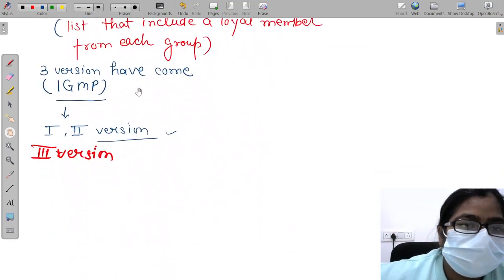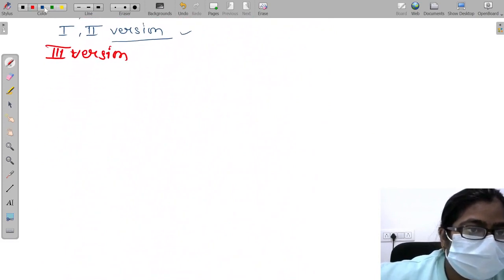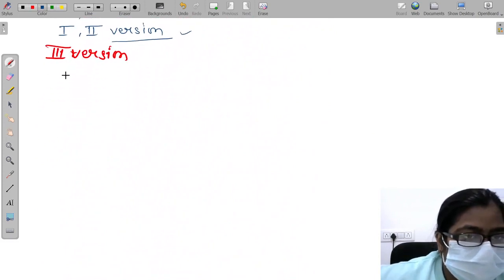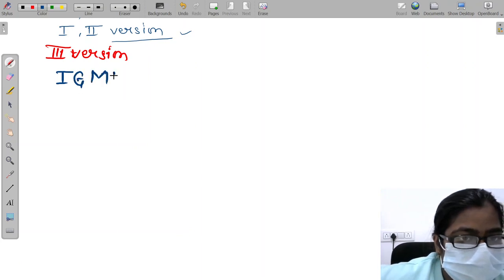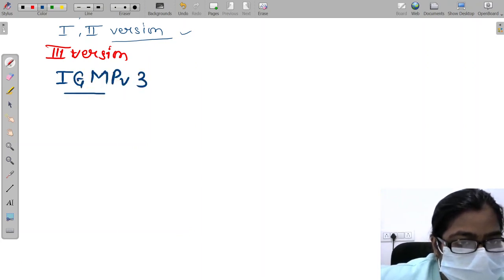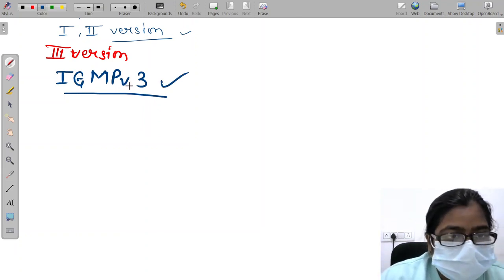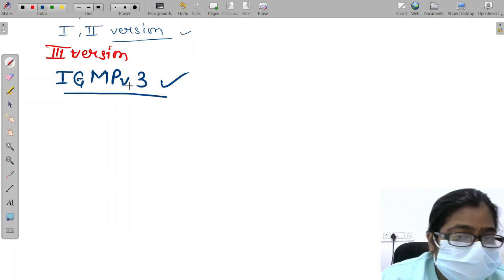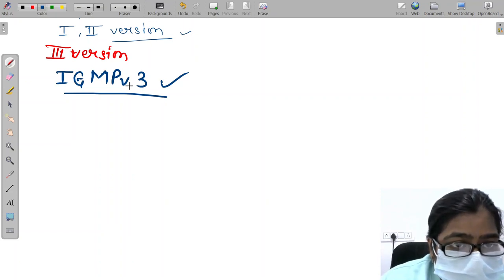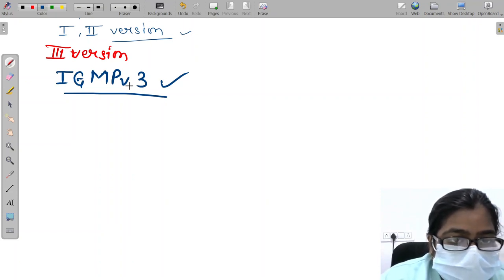And in the third version, there is a type of it, that is IGMPv3. In our syllabus and in this series, we will discuss this version of IGMP, that is IGMPv3.